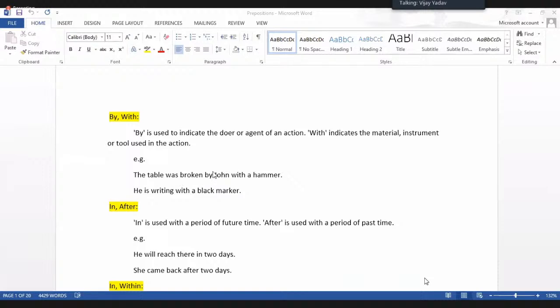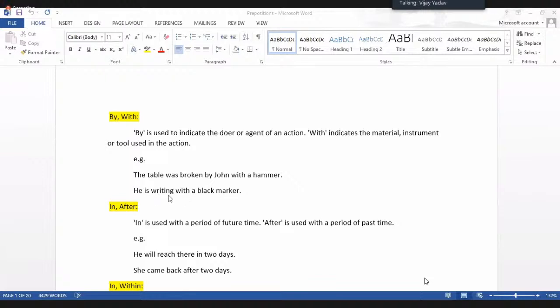So who is the agent of that action? Who is the agent? John. So that's why the table was broken by John. And what instrument, what tool was used in that action? Hammer. So that's why with a hammer. So the table was broken by John with a hammer. John is agent, so that's why by, and hammer is material, that is instrument, that's why with.